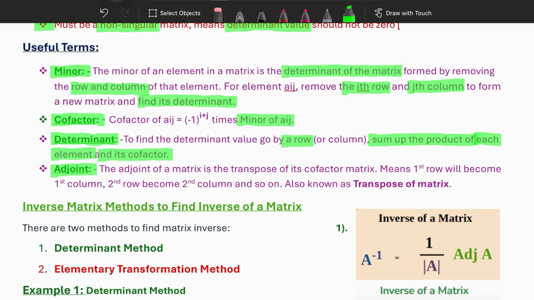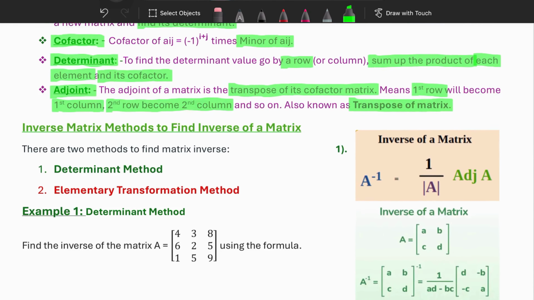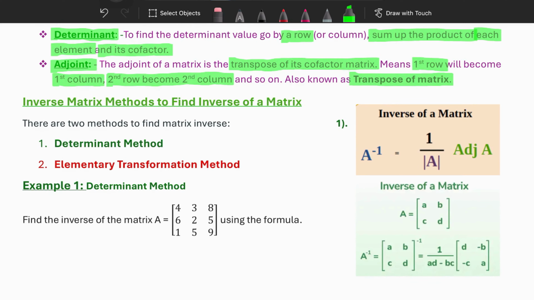When we go in there, you will see what I'm trying to say in detail. Then we have the adjoint. The adjoint of a matrix is the transpose of its cofactor matrix. We already discussed the cofactor matrix. Transpose means the first row becomes the first column of the matrix, the second row becomes the second column, and so on. If it is a 3 by 3 matrix, all 3 rows are converted into 3 columns. That's known as the transpose of the matrix. These terms are important because we are going to use them again and again.